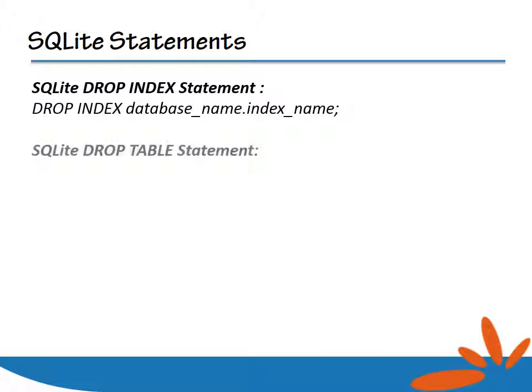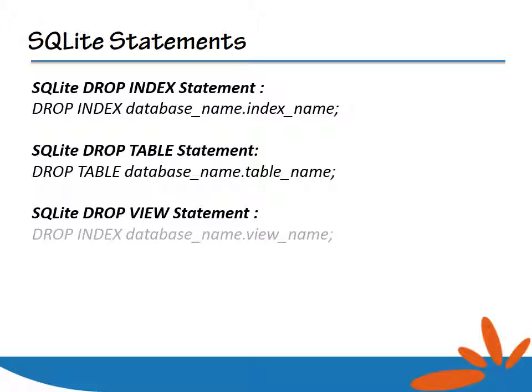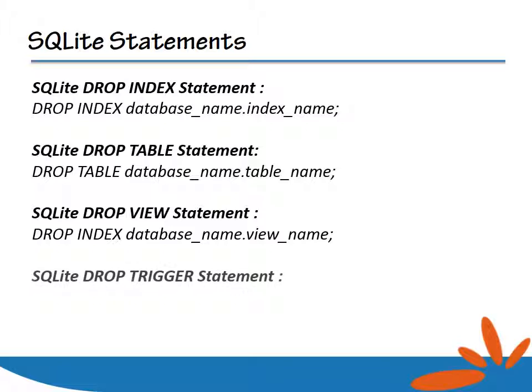The next one is the SQLite DROP VIEW statement. The code is DROP VIEW, specify the database name, dot, specify the view name. The next one is the SQLite DROP TRIGGER statement. DROP TRIGGER, specify the database name, dot, specify the trigger name. This particular code literally drops or removes the specified object in the database.